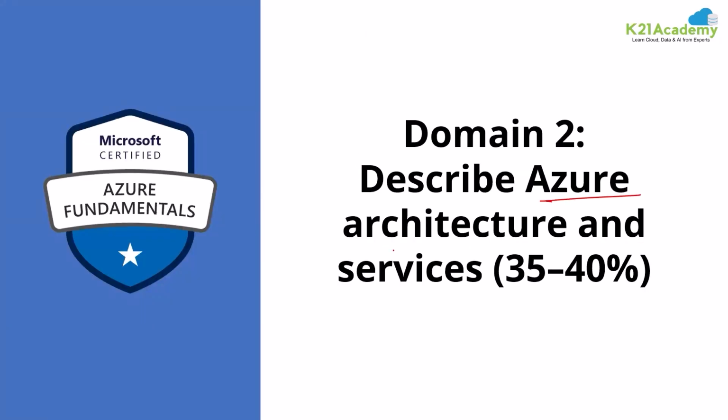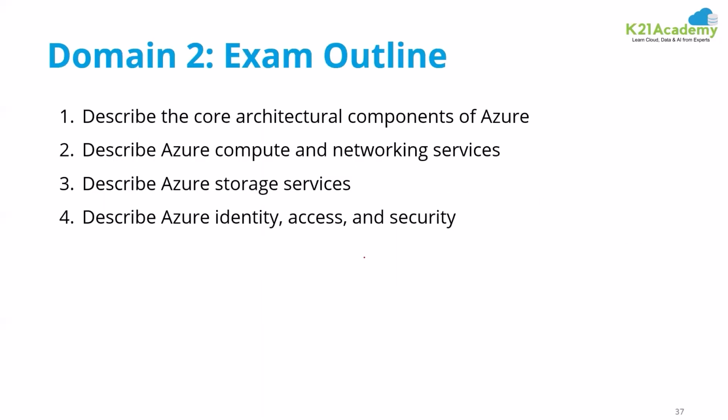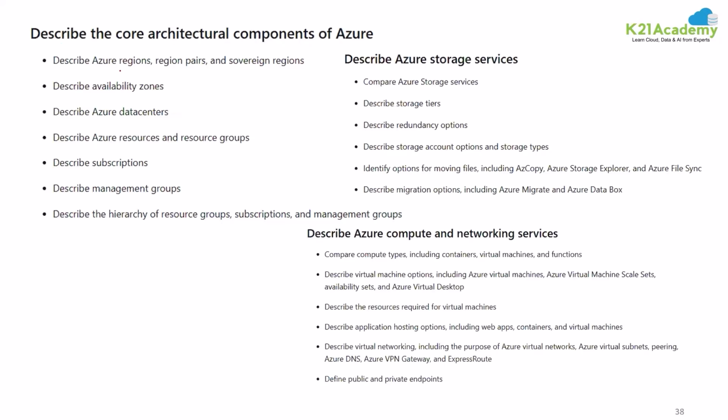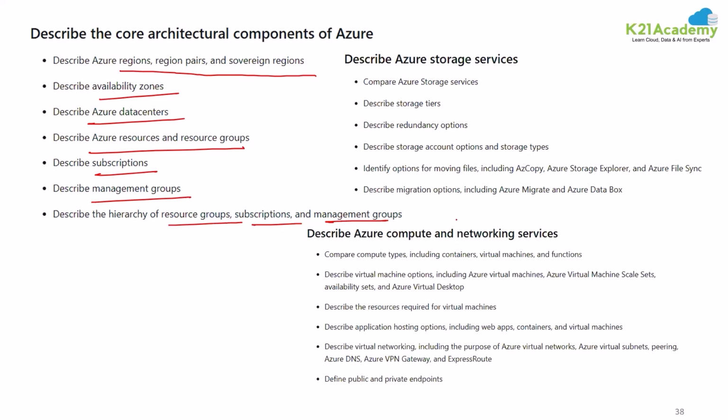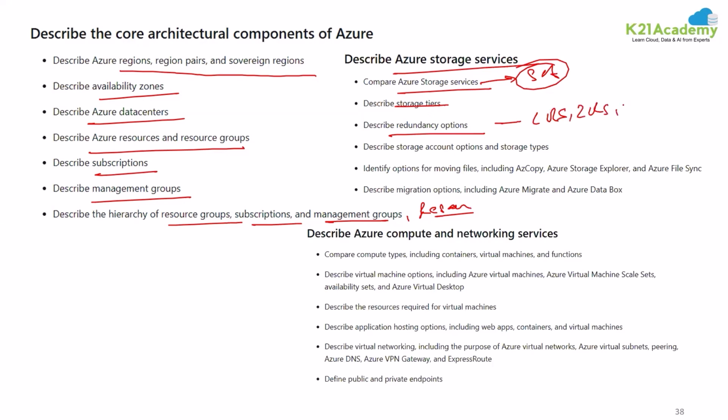So now we'll be talking about the Azure Architecture and Services domain, in which we have discussed multiple things like regions, region pairs, sovereign regions, availability zones, data centers, Azure resources and resource groups, subscriptions, management groups, and the hierarchy of resource group, subscription, management group, and resources. Under storage services, we have discussed the storage account service, storage tiers, and redundancy options: LRS, ZRS, GRS, GZRS. These were the options that we have available. Storage account options and types of services that we have.